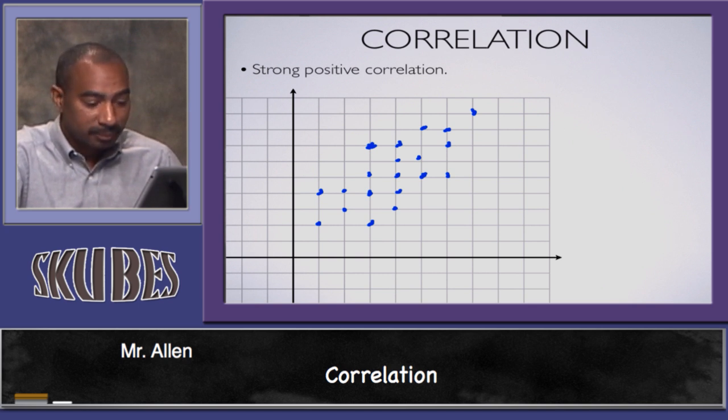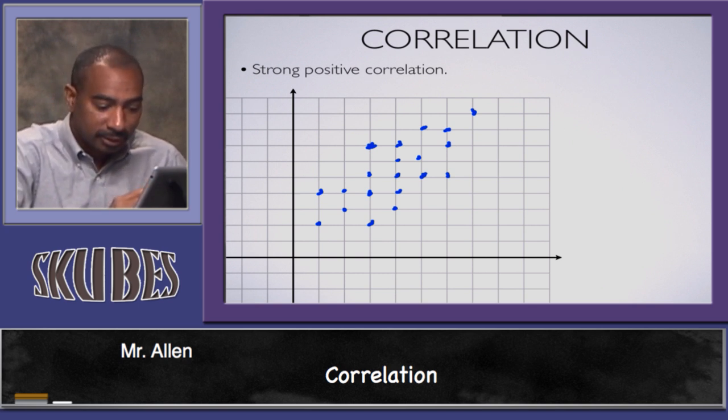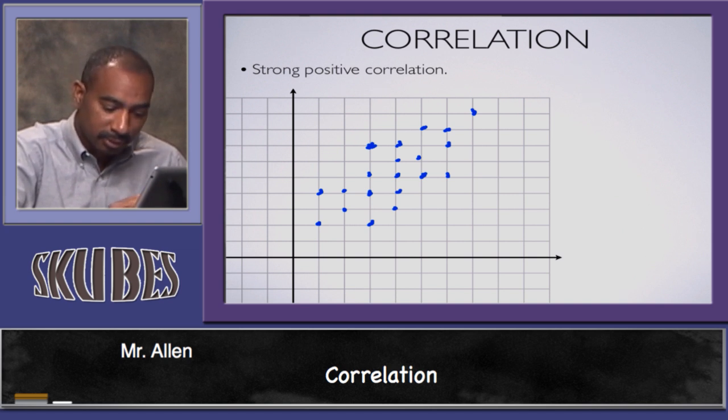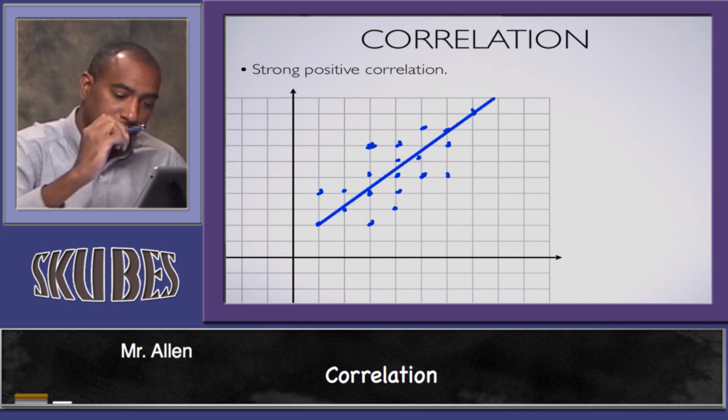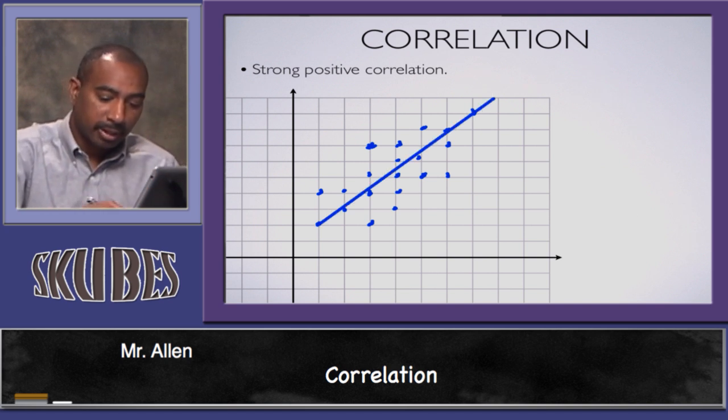here's a scatter plot, but notice that the points go in a positive direction. So we're going to say this is a positive correlation. And notice that they're clustered kind of close together. So it kind of forms a linear pattern. Kind of goes along this line here. So we call that a positive correlation.